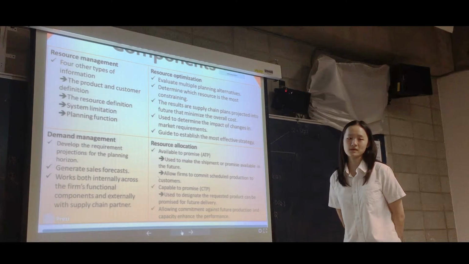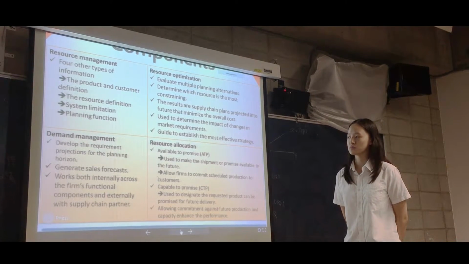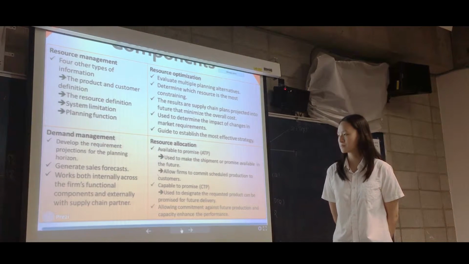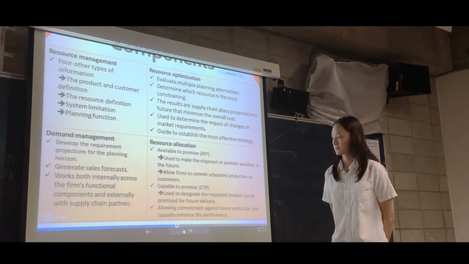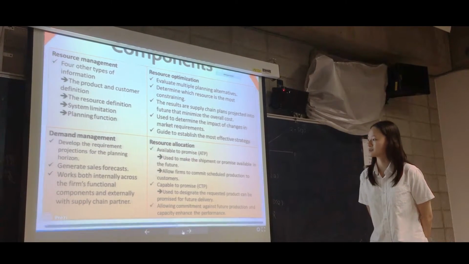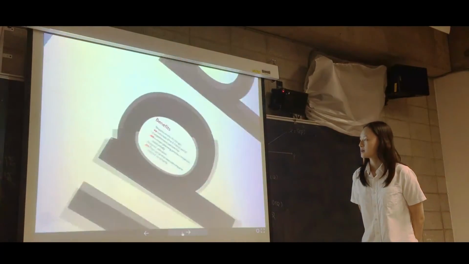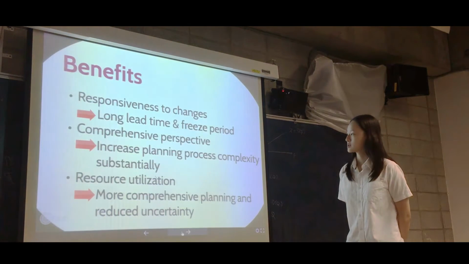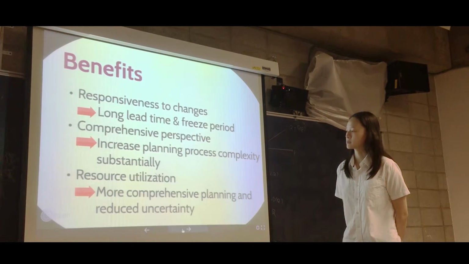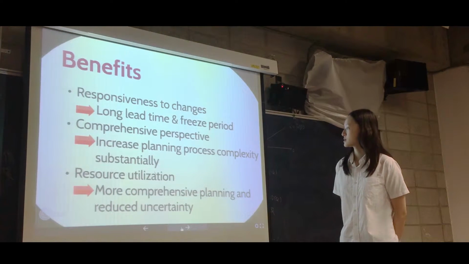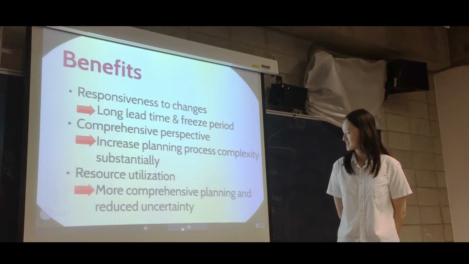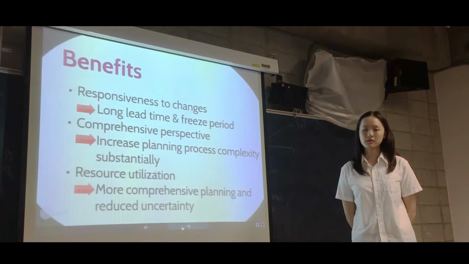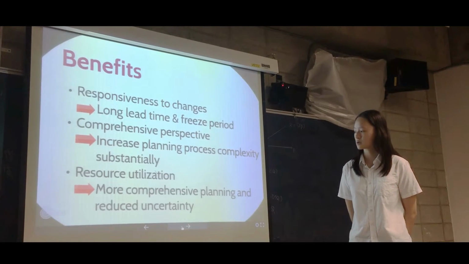And the last one of the APS system is demand management. It develops the requirement projection for the planning horizon, and it guarantees the sales forecast. And next we'll talk about supply chain planning. There are some benefits of supply chain planning. It is responsive to change, and also the comprehensive perspective means that it increases the planning process complexity substantially. And the resource utilization: the more comprehensive the planning, the reduced uncertainty.